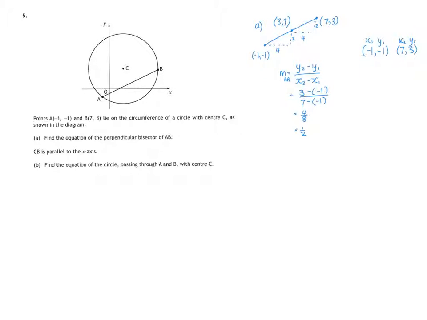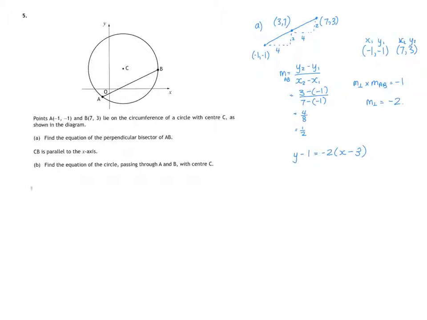Okay, so the m of the perpendicular bisector: if we've got a line perpendicular and we times that by m of AB, that is going to be equal to -1. So the gradient of the perpendicular line has got to be -2. Then we can put that into our equation because we've got the midpoint and the gradient. So we're going to have y minus 1 is equal to -2 times x minus 3.